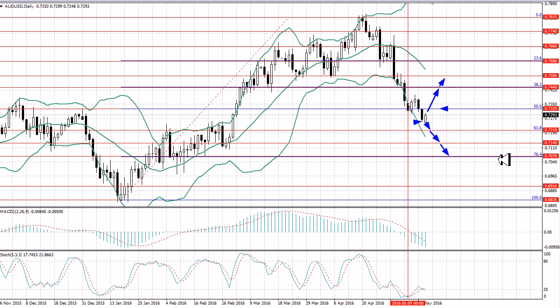Technical indicators suggest a fall in the price. Bollinger Bands are expanding, confirming the downward trend. The MACD histogram is in the negative zone and its volumes are growing. Stochastic lines are directed horizontally. At present, short positions can be opened from the level of 0.7210 with targets at 0.7140 and 0.7070. Long positions can be opened above the level of 0.7325 with targets at 0.7440 and 0.75.